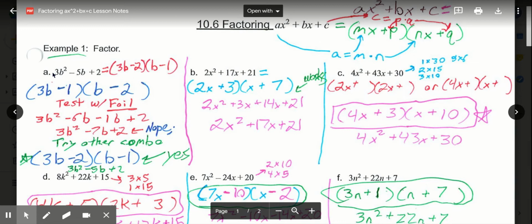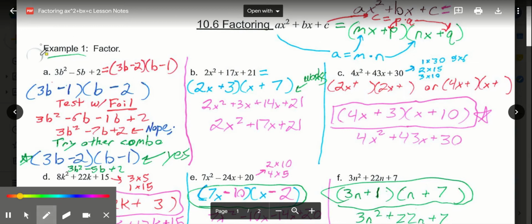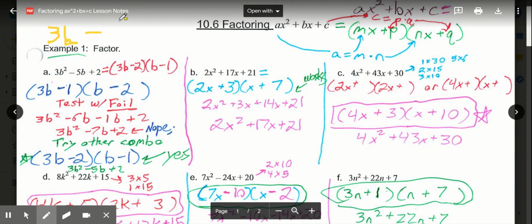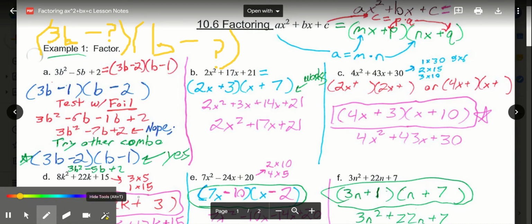It doesn't matter which one I start with, but I would start with writing one of my binomials as 3b minus, and then parentheses around that, and then our other binomial simply as b minus a blank with parentheses around that. And now we need to figure out what number goes here and what number goes here. So that would be my first step.